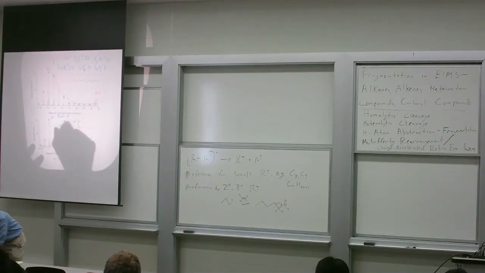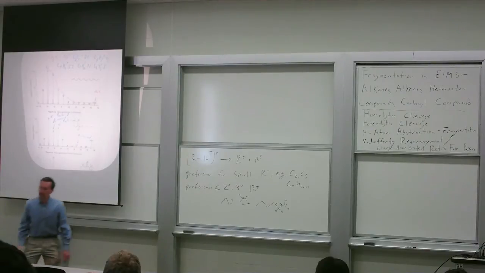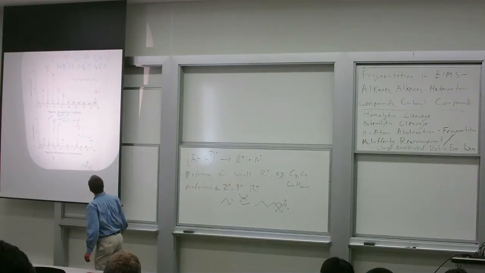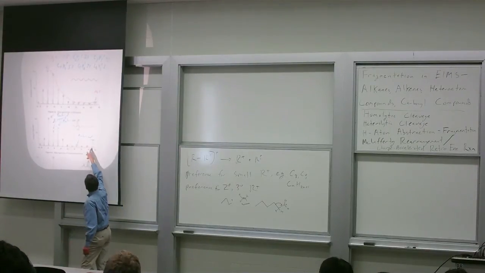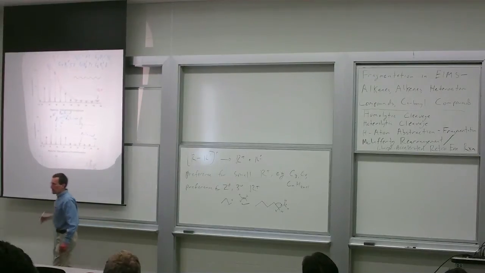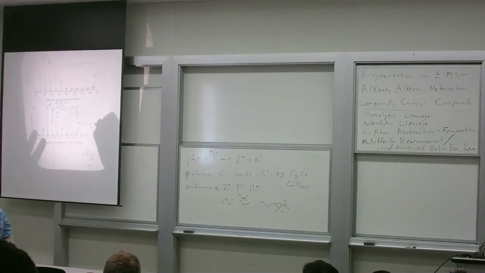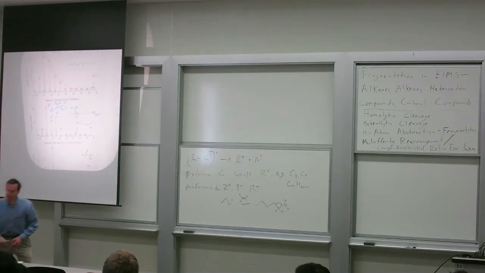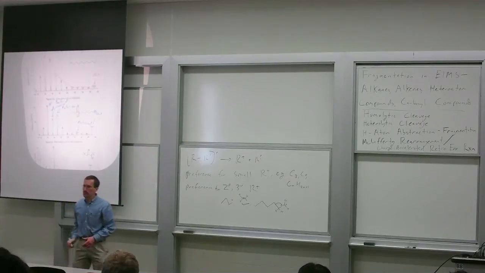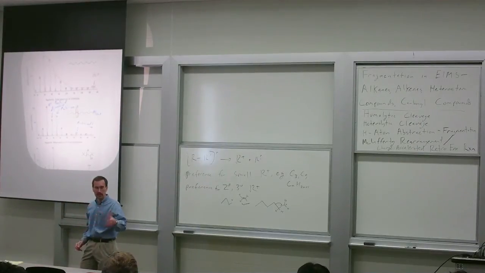And you'll notice comparatively our peak at 57 is diminished. Now the other thing that ends up being diminished in this spectrum is the molecular ion. In other words, now your molecular ion is absent as you open up more and more fragmentation pathways. You have less and less stability of the molecular ion.